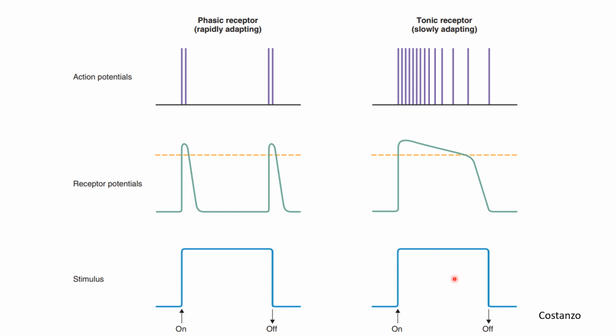However, in the slowly adapting or the tonic receptor, when the stimulus starts, there is a receptor potential above a threshold. That means action potentials are firing with increasing frequencies. The frequencies will decline over time, but it will be continuous all through the time that there is a stimulus until it ends, so there is no more receptor potential, no action potentials.